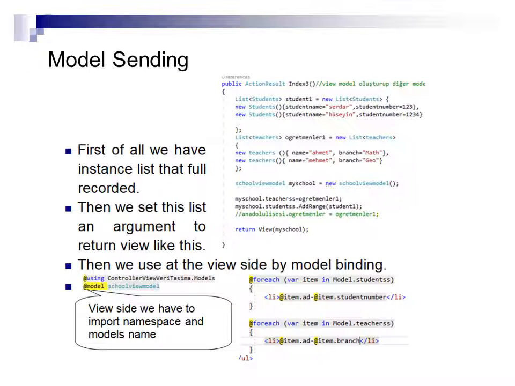Model sending. First of all, we have an instance list that is fully recorded. Then we set this list as an argument to return view like this. Then we use it at the view side by model binding. On the view side, we have to import the namespace and the model's name.